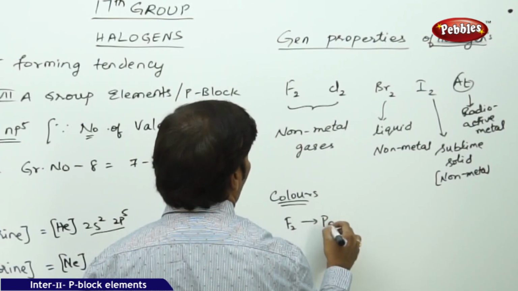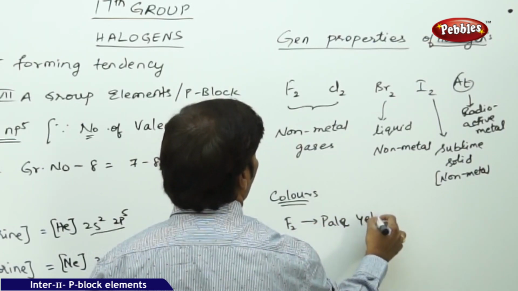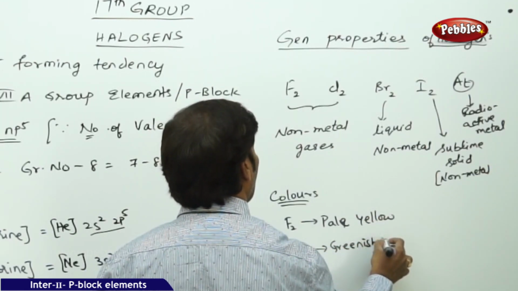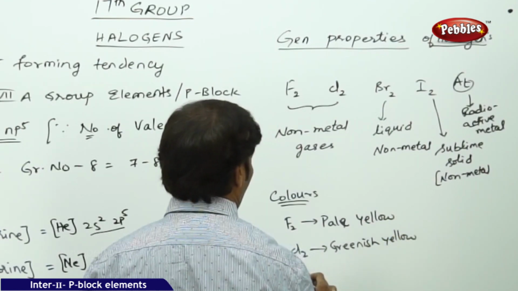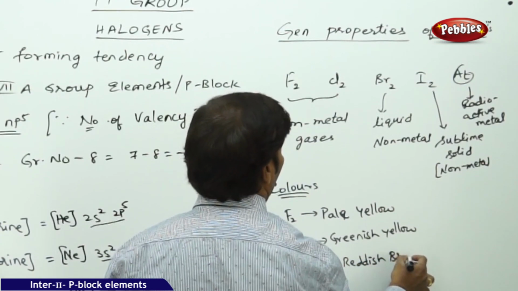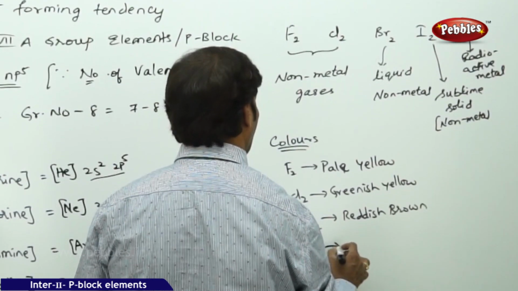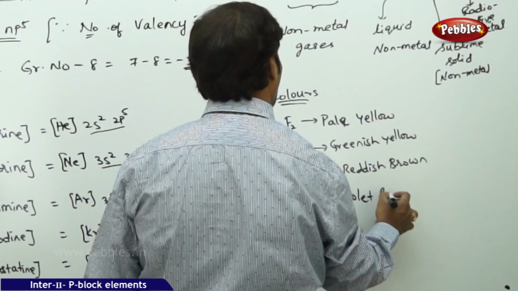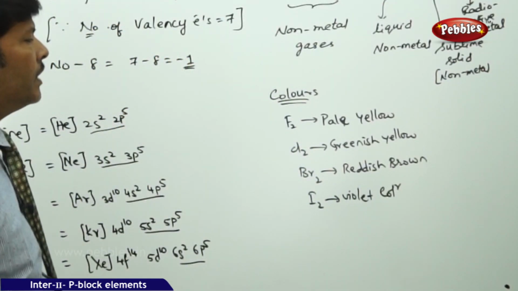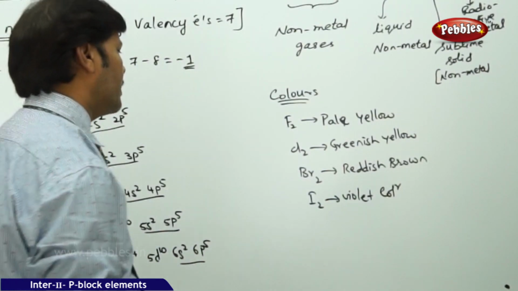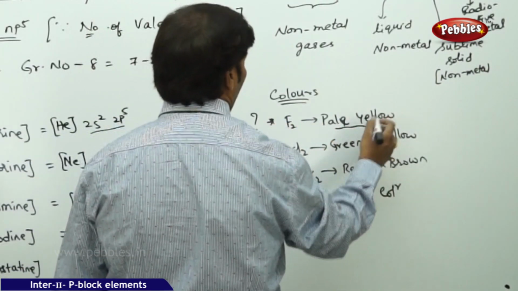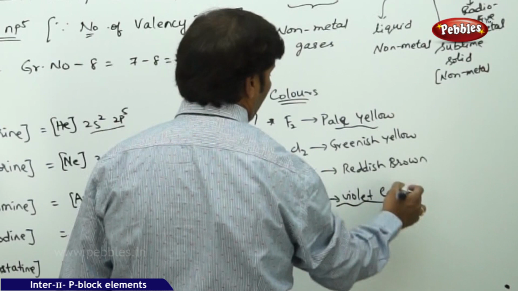And if you go for the colors: fluorine is pale yellow, chlorine is greenish yellow, bromine is reddish brown, and iodine is violet color. Different halogens have different colors because they absorb different parts of the spectrum. What is the reason fluorine shows pale yellow color, and what is the reason iodine shows violet color?